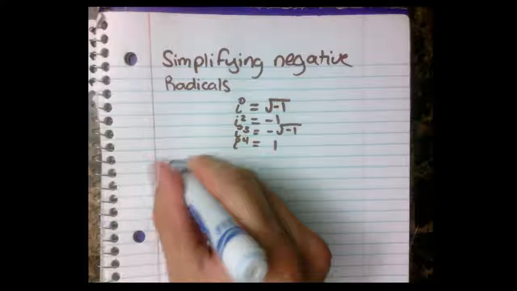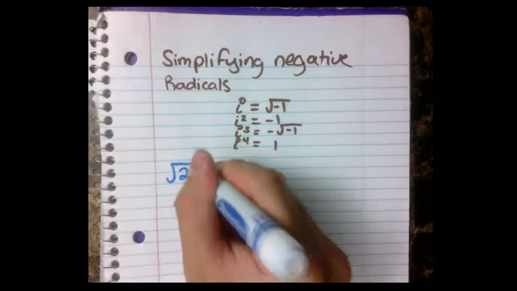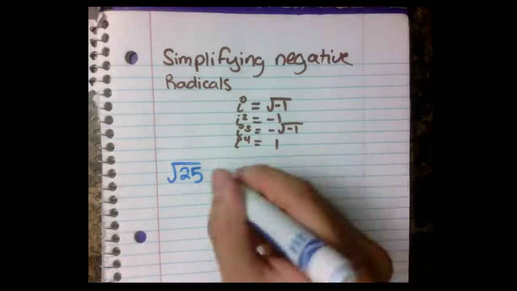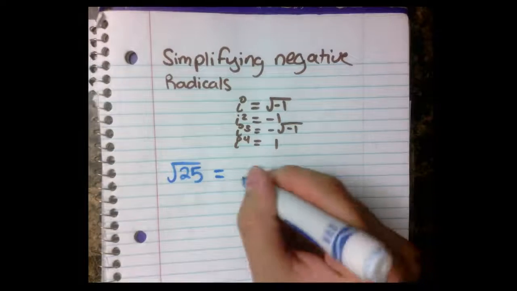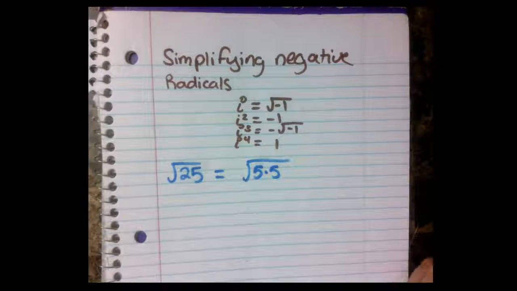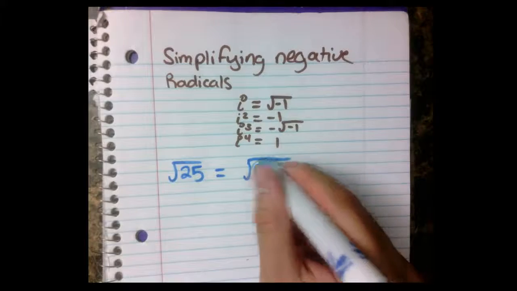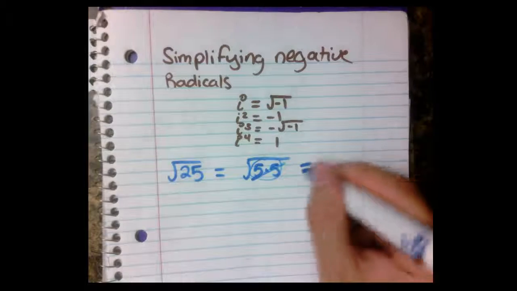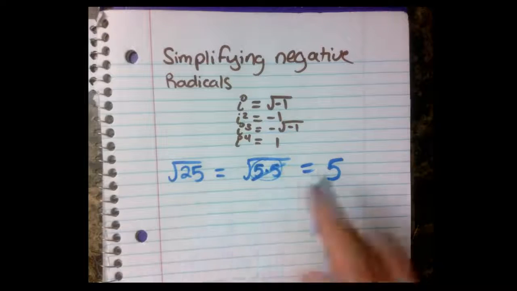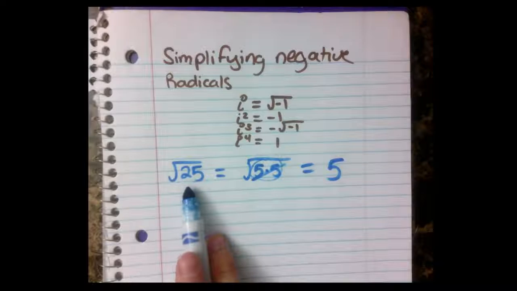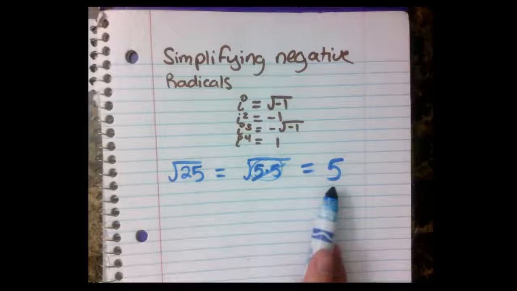Alright, so let's start with negative radicals. First off, the square root of, let's say, 25. It's a perfect square, works out really nicely, and you know that the square root of 25 is the same as the square root of 5 times 5, because 5 times 5 is 25, right? Remember, your goal is just to find a pair of numbers that are the same. In this case, we have our 5 and our 5, so we get to pull one of those out. The square root of 25 is 5.